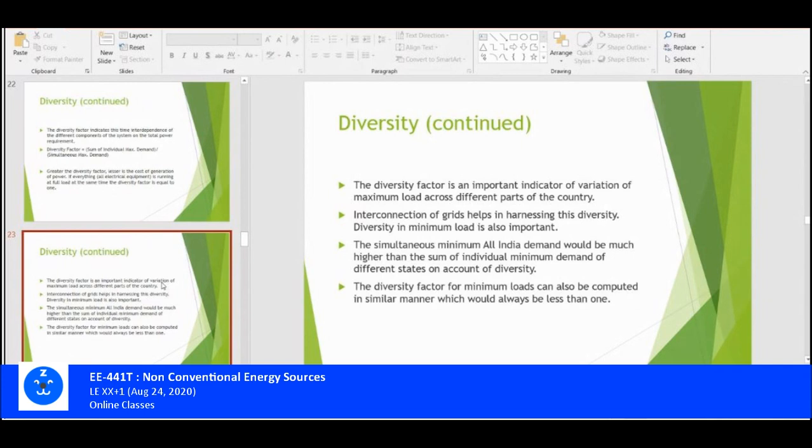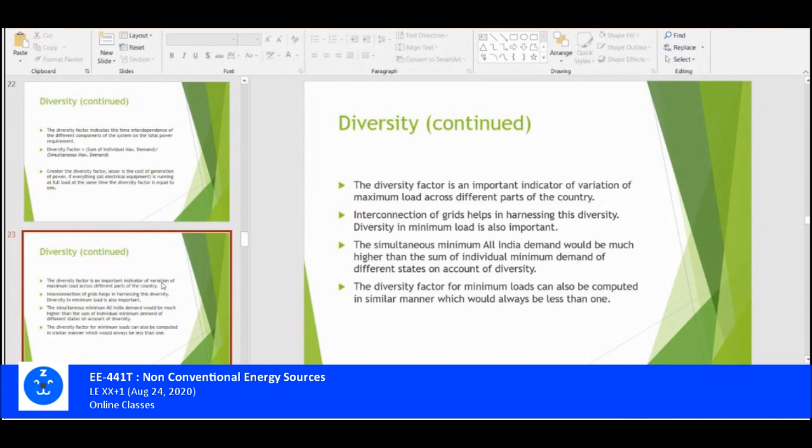This kind of situation is going to give some respite to our power system engineers. The overall power availability situation is going to improve for the country. People are going to utilize the resources in a better way, and it is good for the combined power system of the country also. So interconnection of grids helps in harnessing this diversity.